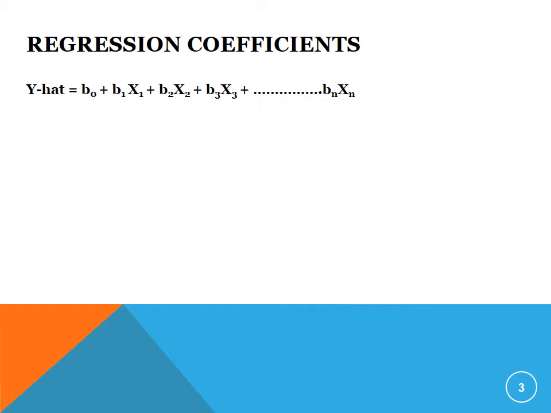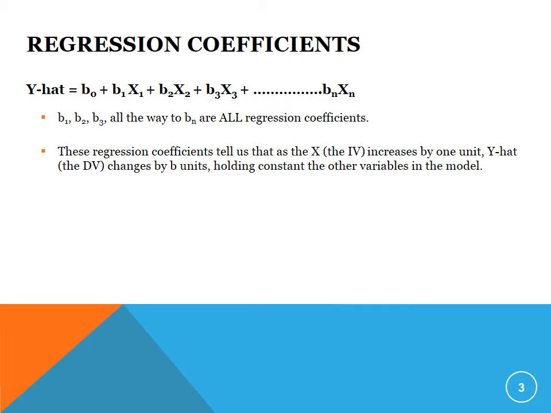All right, again, we've got our regression equation, y hat equals b naught plus b1x1 plus b2x2, and so on. And we are very familiar with that by now, yes? So we know that all these b's after b naught, which is our y-intercept, are our regression coefficients. And these regression coefficients tell us that as the x, or the independent variable, increases by 1 unit, the y hat, or our dependent variable, changes by that b units, holding constant the other variables in the model, right?